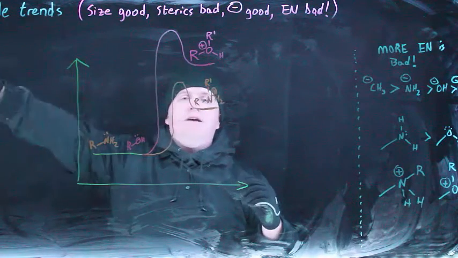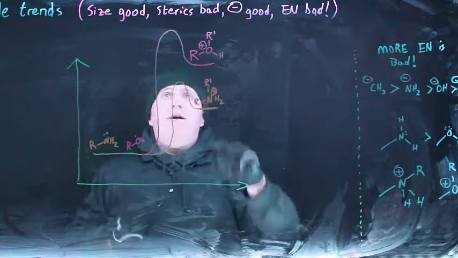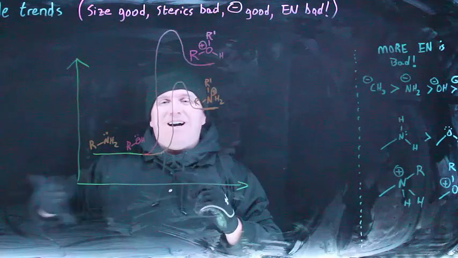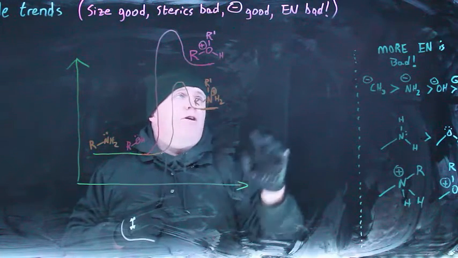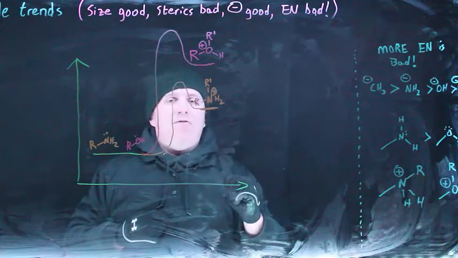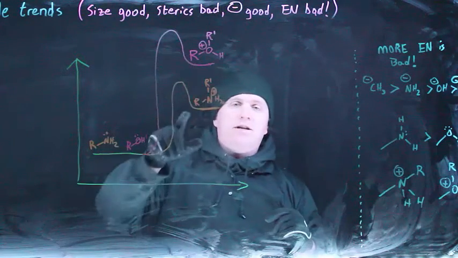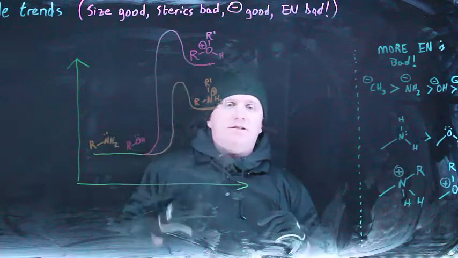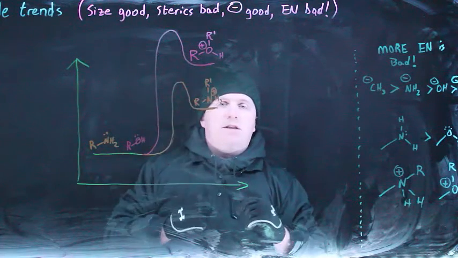The core idea, again, for the nucleophile trends is size of the atom doing the attacking. The bigger it is, the better, but extra size behind that is bad. Sterics are bad. The more minus it is, the better off you are, but the more electronegativity you have, the less nucleophilic it will be. Said another way, nitrogen is a better nucleophile than oxygen is, at least in part because it's not as electronegative, which means it's going to tolerate the plus better.